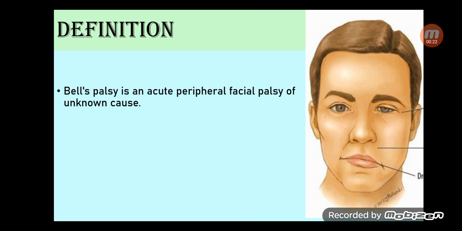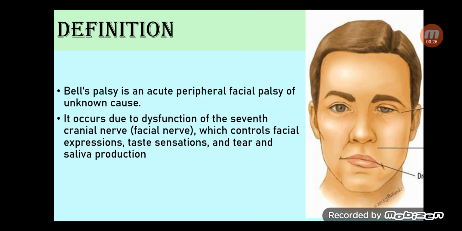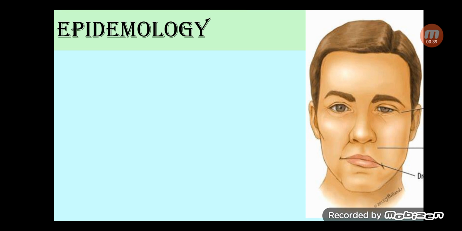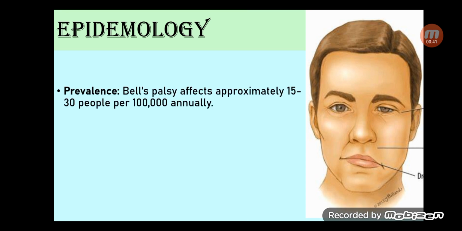Bell's palsy is an acute peripheral facial palsy of unknown cause. It occurs due to dysfunction of the seventh cranial nerve, that is the facial nerve, which controls facial expression, taste sensation, and tear and saliva production. Now we will talk about the epidemiology of Bell's palsy.